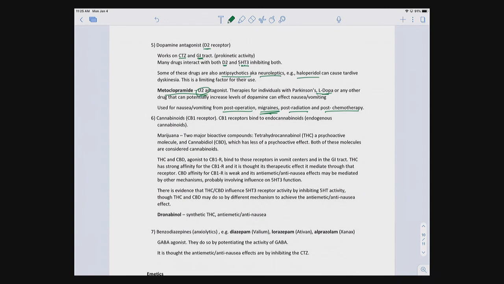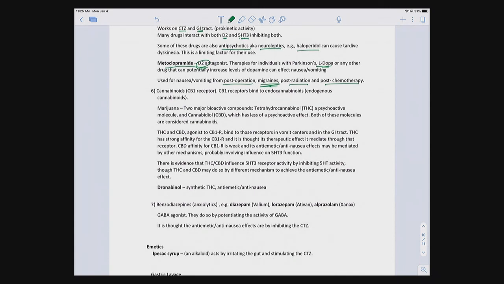The sixth category are cannabinoids. And here we're talking about CB1 receptors, cannabinoid type 1 receptors. There are others. The CB1 receptor binds to endocannabinoids or endogenous cannabinoids. The interaction of these endogenous cannabinoids binding to the CB1 receptor is not fully understood, but they seem to play a role. They're found throughout the body. They seem to play a role in memory, in mood, in pain, in appetite. Again, a lot of work to be done on this, but they seem to be involved in these processes.